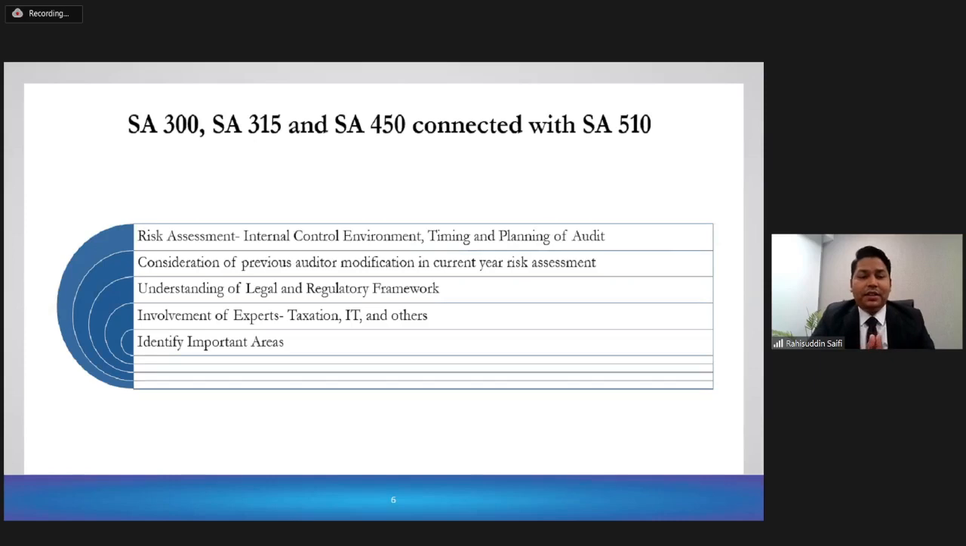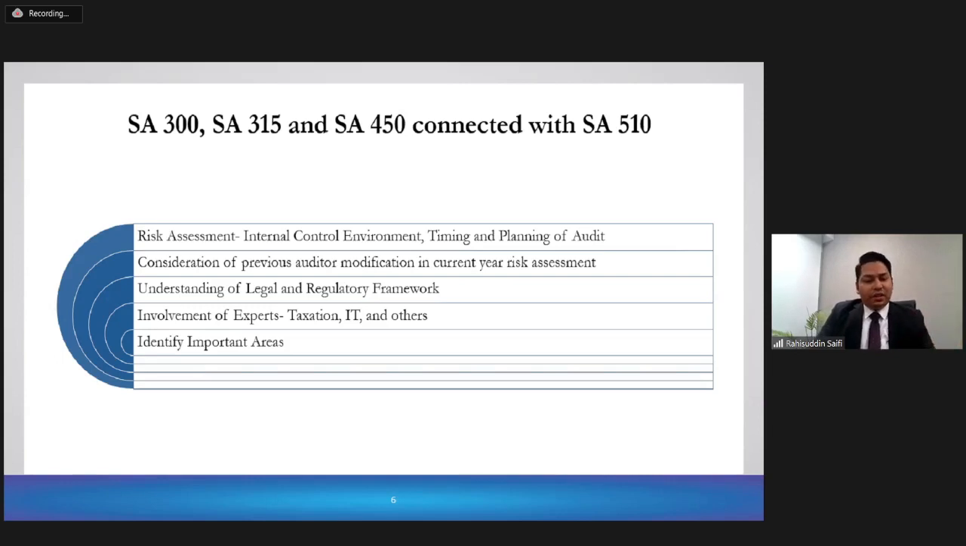So this is the best part of this presentation. This is the thing why I love this standard. This is a very unique thing of this standard, that SA 510 is connected at all these three stages of audit: planning, execution, and completion.